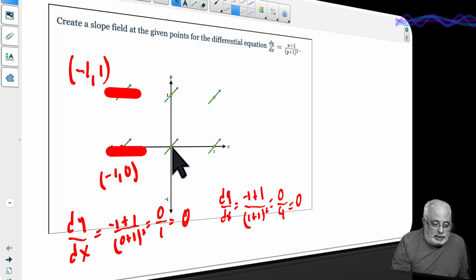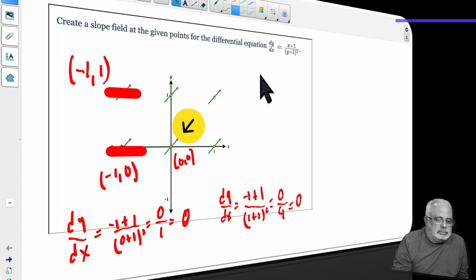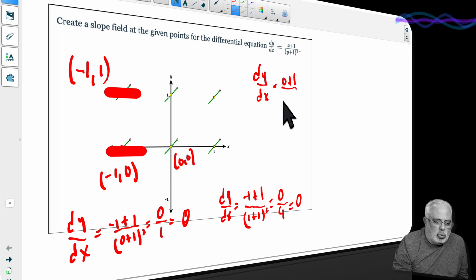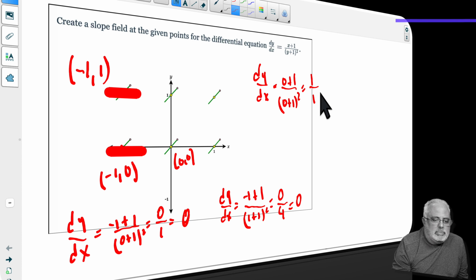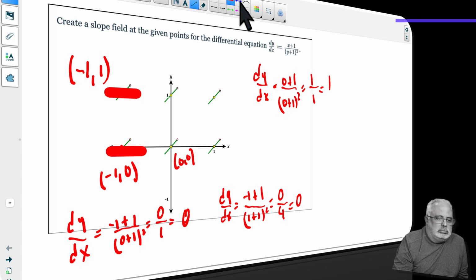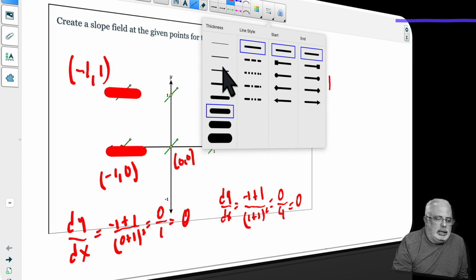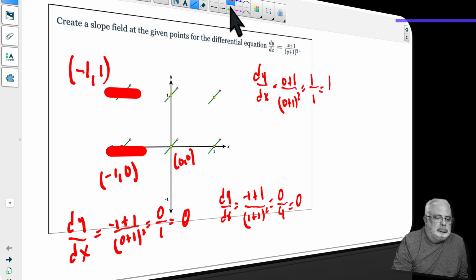So let's evaluate the point 0, 0. dy/dx evaluated for 0, 0. So the x is 0, the y is 0. I have in the numerator 1, in the denominator I have 1. So the slope is positive 1. So my line here, I'm going to do it a little bit like this. My slope is 1. It should be like this.